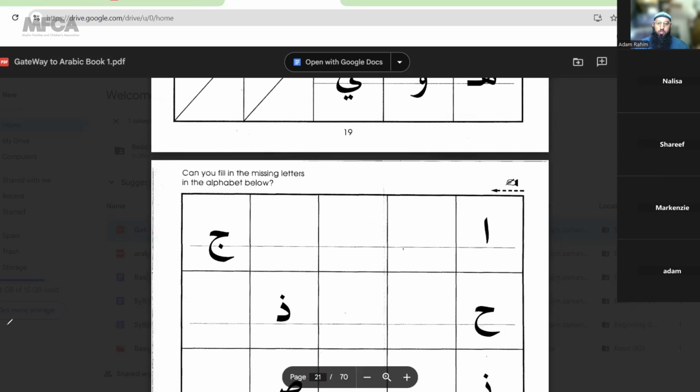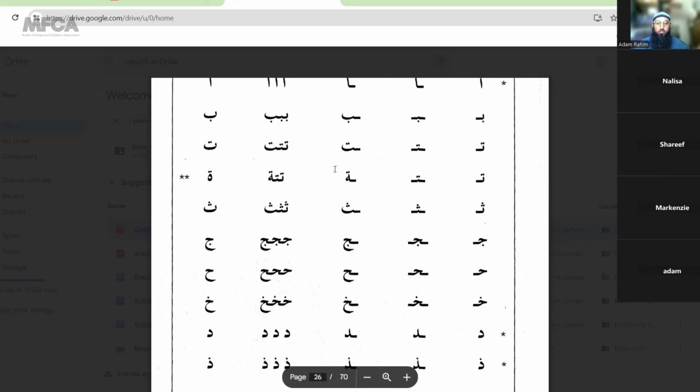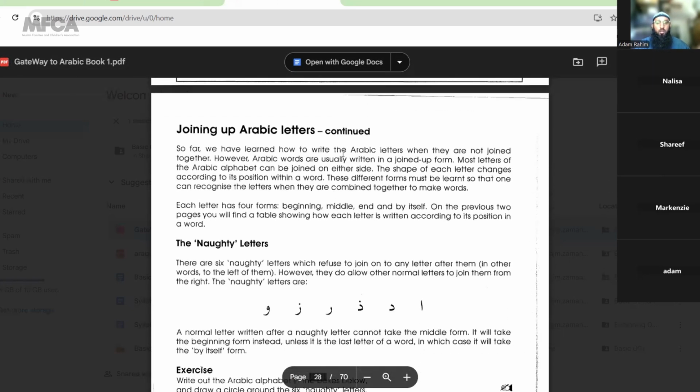If you go back, sorry, if you go down to page 27. So they call it here the naughty letters. There's a number of different names for them. The main point is to understand that these letters do not connect to that which comes after them. They do not connect to that which comes after them. And these letters are alif, dal, dhal, ra, zai, and the letter wow.